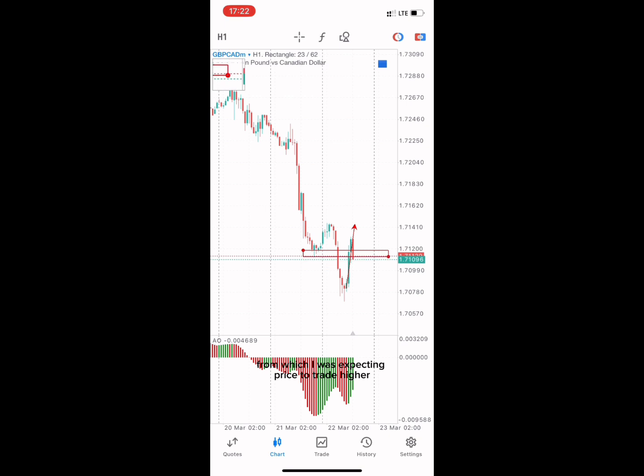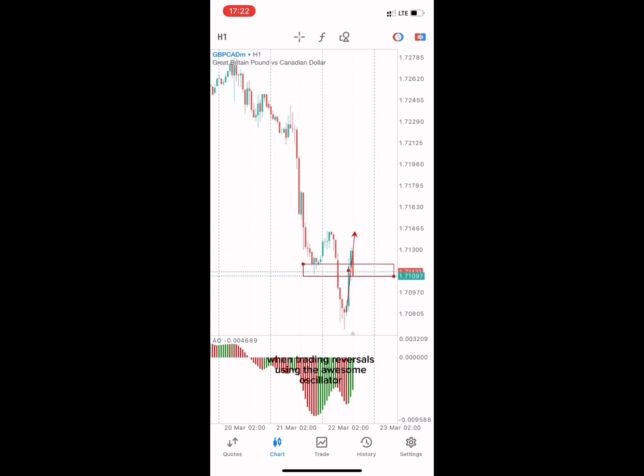price to trade higher. It's important for you to add on other factors of confluence when trading reversals using the awesome oscillator. Do not just take a trade based on the awesome oscillator alone. Add on other factors of confluence to be able to get a trade. So for this, I added on a demand zone that price had created before I placed my buy trade.